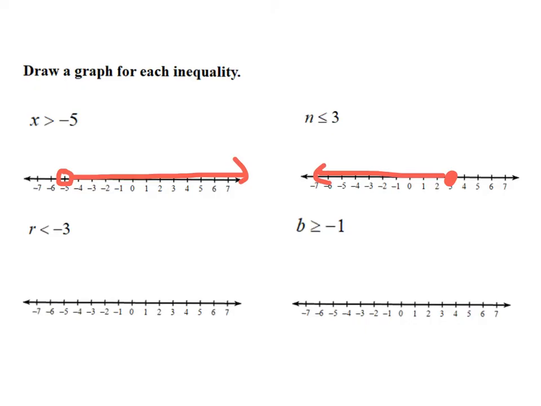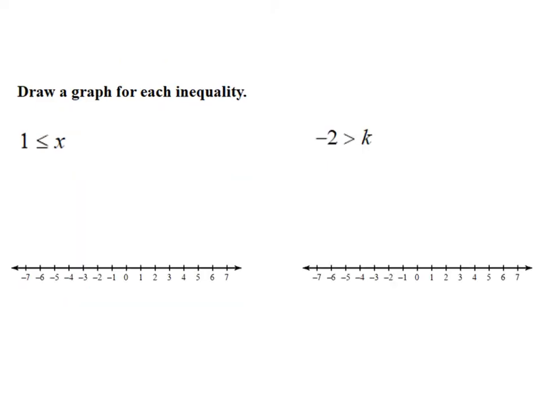For the next one, we have r is less than -3. So we're going to go to -3 on our graph. We're going to draw an open circle because there isn't a line underneath, and we're going to draw our arrow to the left, following the inequality symbol. And the last one, b is greater than or equal to -1. We go to -1 on our graph. Since there's the line underneath, we put a closed circle, and we'll draw our arrow to the right.